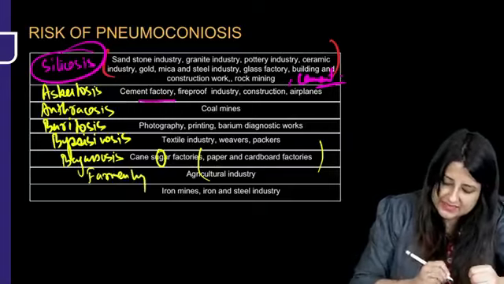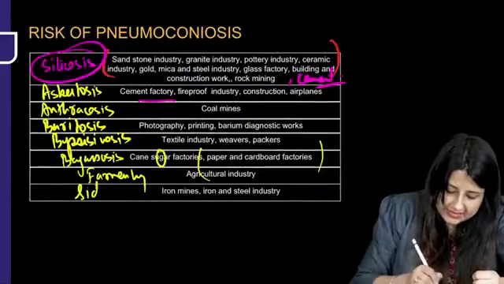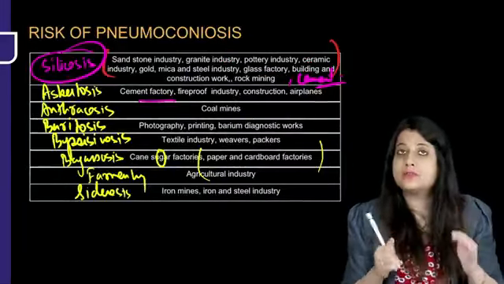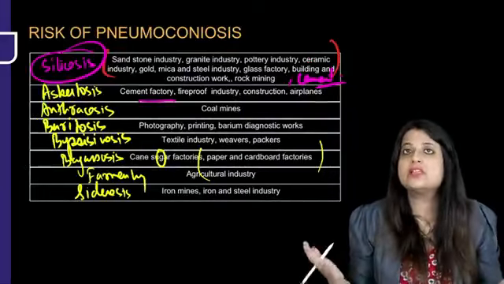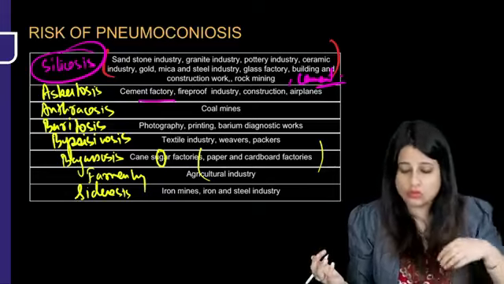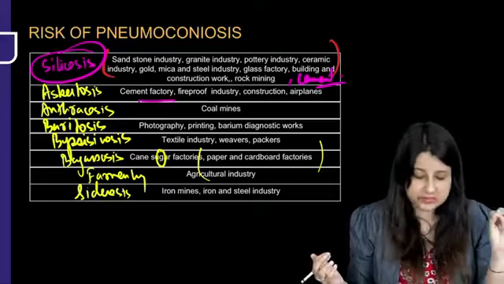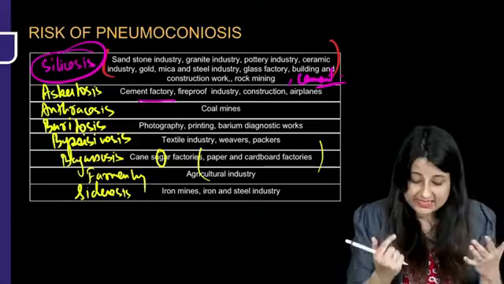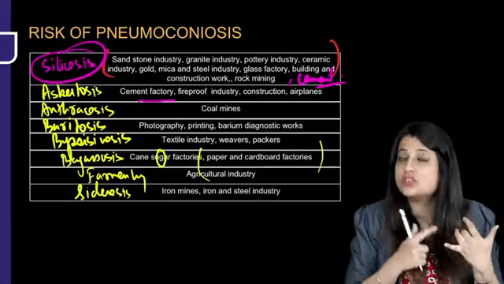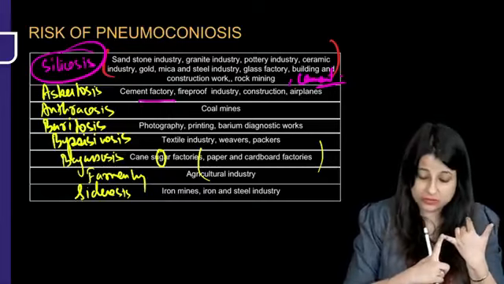Iron mines, iron and steel industry, of course, can lead to siderosis. Clear? Remember one thing: very commonly they ask about cement. In cement, both silicosis and asbestosis can happen, but if you have to mark one, go for asbestosis. Coal mines, anthracosis; photography, barytosis; pottery, ceramic, silicosis; textile industry, weavers and packers, byssinosis; sugarcane factories, bagasosis; paper and cardboard factories are also bagasosis.